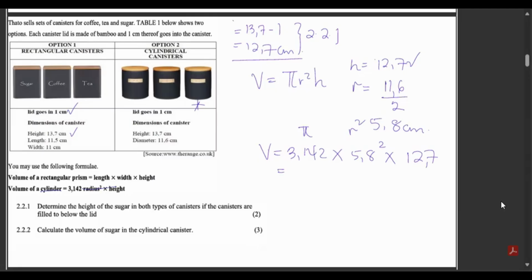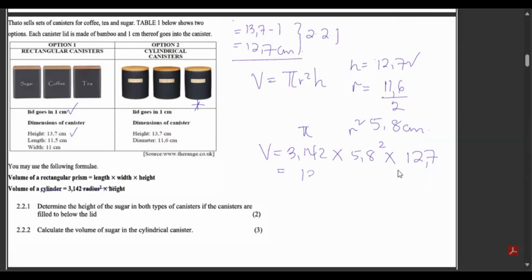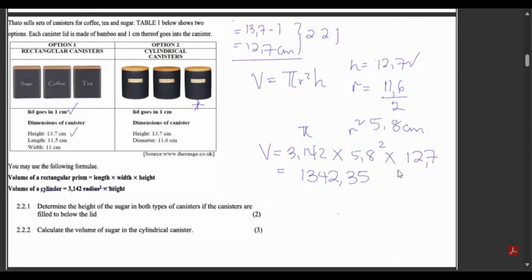At this moment, just pick your calculator. You punch them in. 3,142 times 5,5 squared times 12,7. 1,342. Comma what? Comma 35. Don't forget the units. Volume, the units have to be cubed.